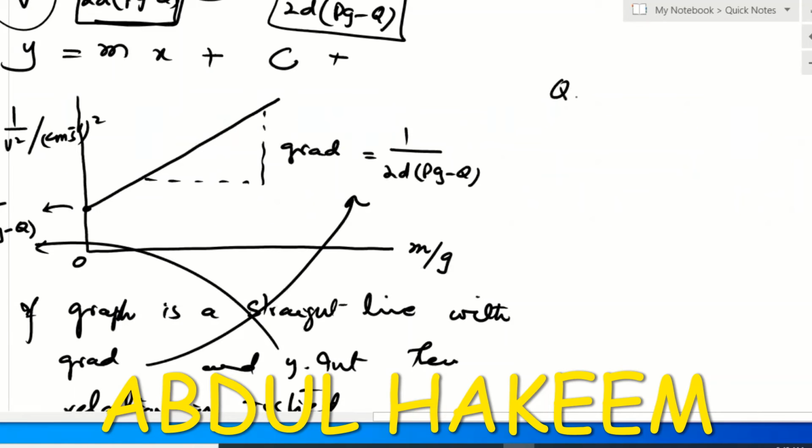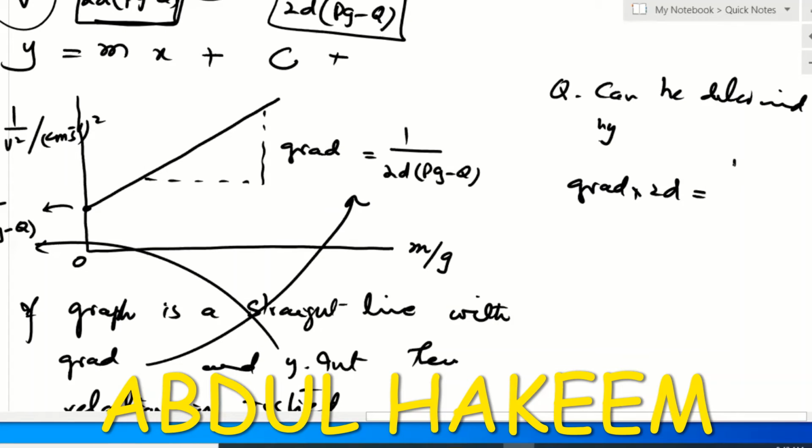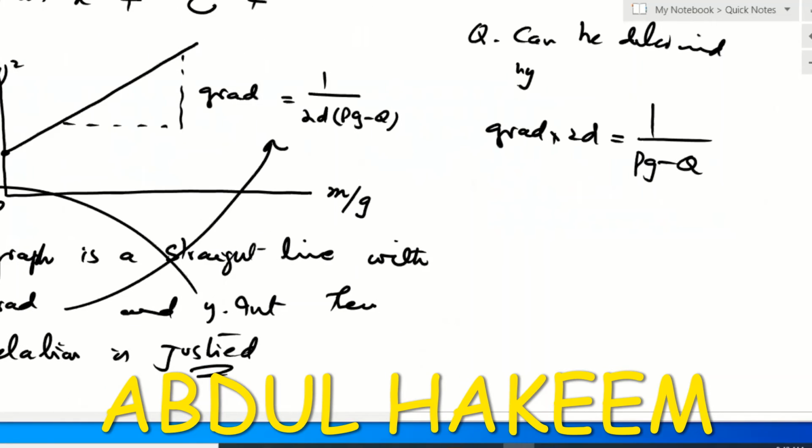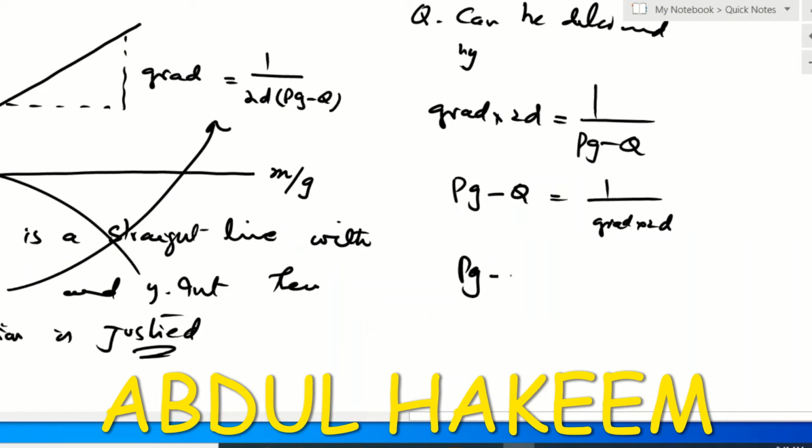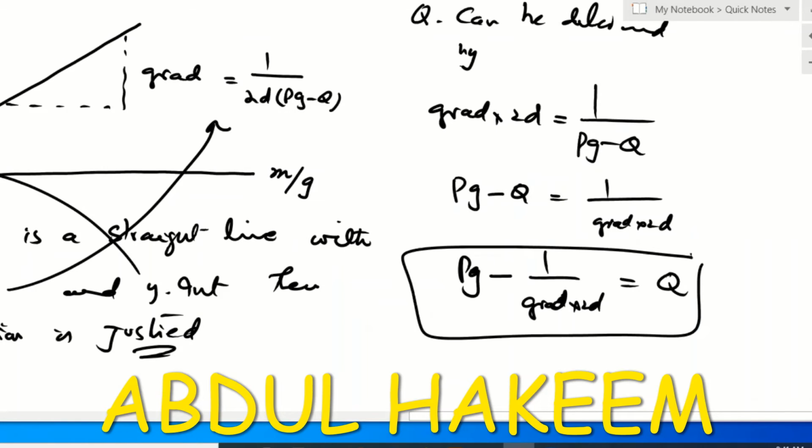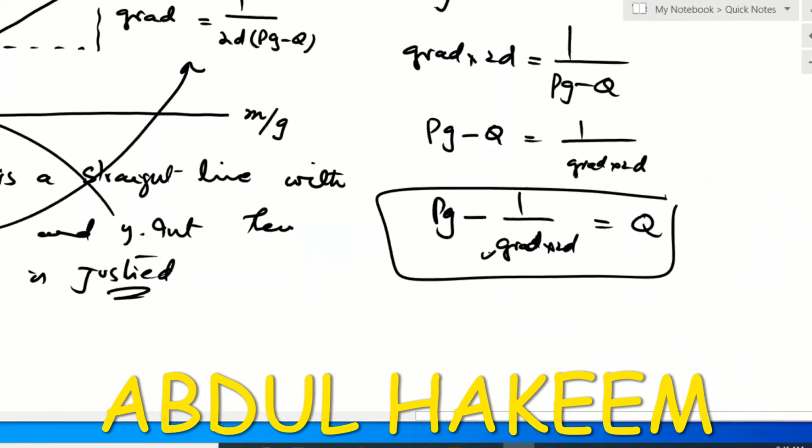Q can be determined by, look, the gradient, this one, multiplied by 2d is equal to 1 divided by Pg minus Q. So it can be written as Pg minus Q is equal to 1 divided by gradient times d. Now Pg minus 1 divided by gradient times 2d is equal to Q. So this is the final shape. So gradient we can calculate from the graph. D is the distance fallen and P is the mass of the hanging mass which can be measured from the balance. G is acceleration due to gravity, hence Q is calculated, Q is determined.